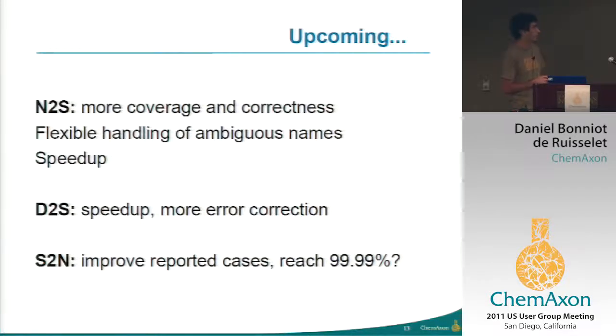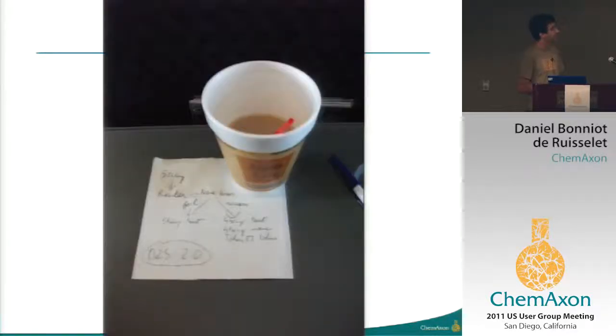In Document to Structure, there will be speed ups. There are things that are work in progress on this, and also more error correction. In Structure to Name, there are also a few requests for improvements, and maybe I will add 1.9 in the rate of conversion. And yeah, this is a picture of me in the plane coming here, and I was designing D2S version 2.0. So this is a work in progress.